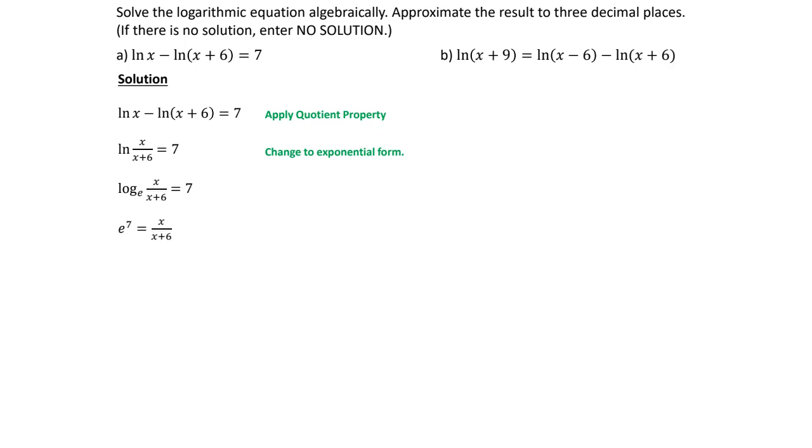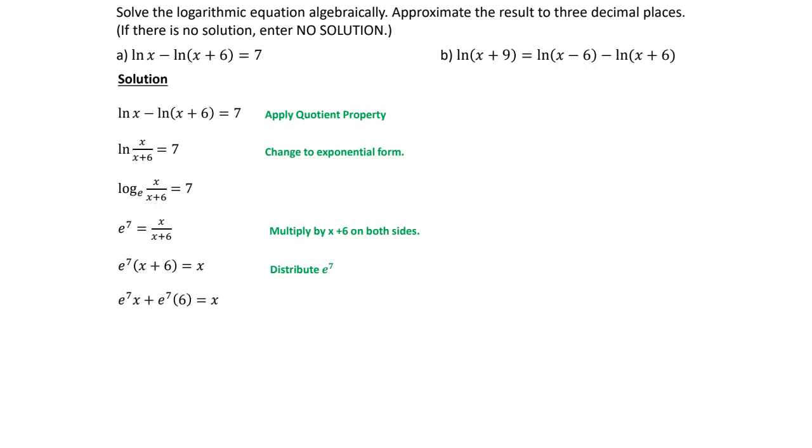Okay, so here the inverse of a natural log is an exponent with the natural e. The output of the log is the exponent of my exponential, which is e to the 7. The input of the log is the output of the exponent, which is equal to x over x plus 6. So the next thing I need to do is multiply x plus 6 on both sides, and distribute the e to the 7. So when I do that, I get e to the 7 x plus e to the 7 times 6 is equal to x.